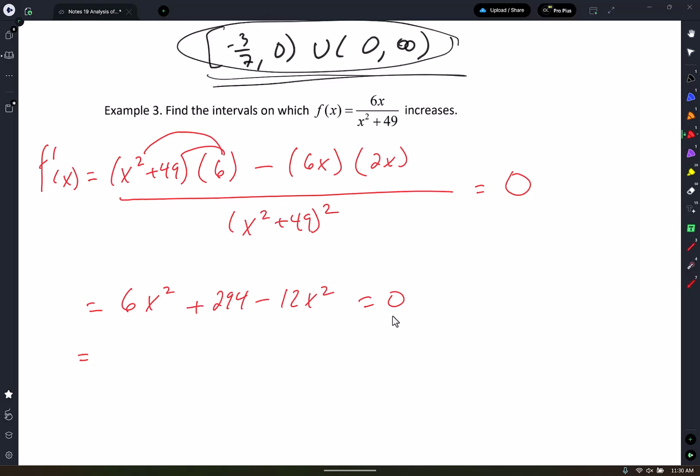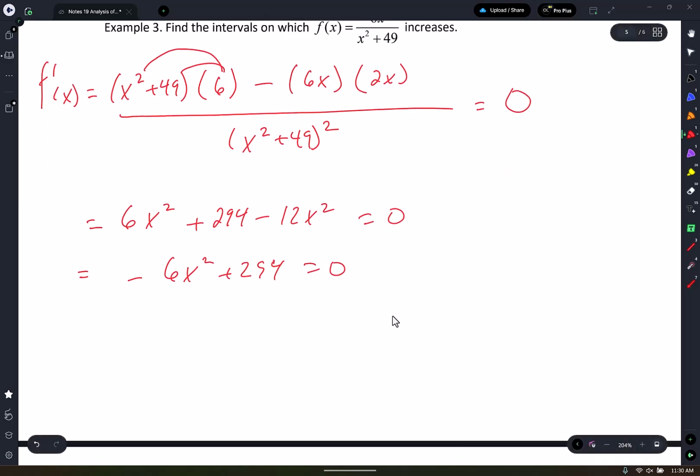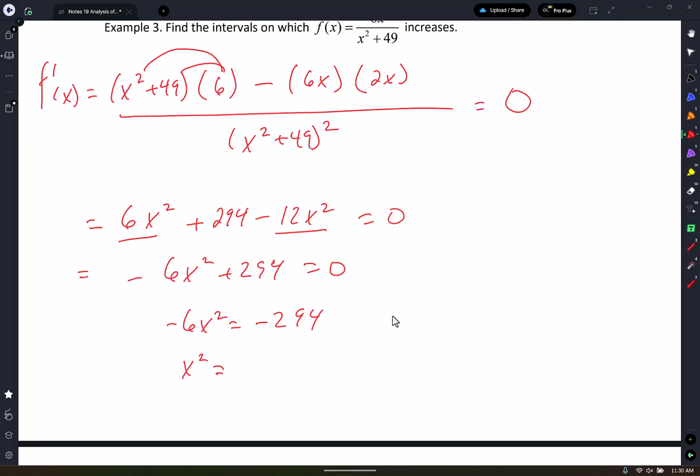All right, combine like terms. Negative 6x squared plus 294 equals 0. I just added positive 6x squared minus 12x squared. That's a negative 6x squared, right? Negative 6x squared equals negative 294. I move the 294 to the other side. X squared equals negative divided by negative is a positive. What's 294 over 6? Is it 36? 49, almost there. All right, square root of 49, plus or minus 7.